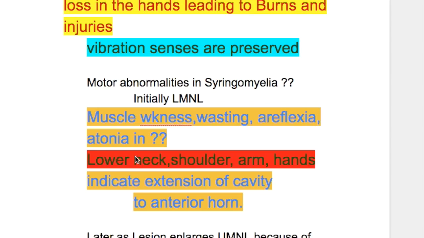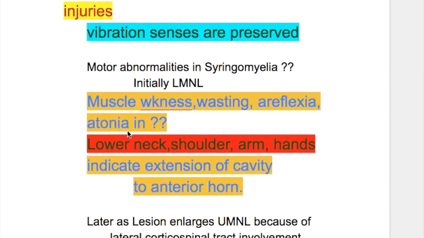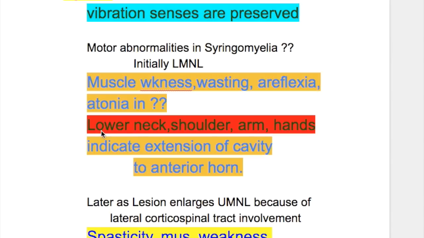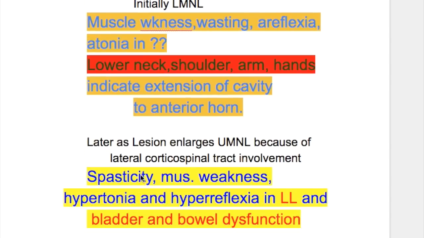What are the motor abnormalities in syringomyelia? Initially, the motor abnormalities are those of a lower motor neuron lesion, that is muscle wasting, weakness, areflexia and atonia or hypotonia. Which muscles are involved? Lower neck, shoulder, arm and hand muscles are involved. And what do they indicate? They indicate extension of the cavity to the anterior horn.